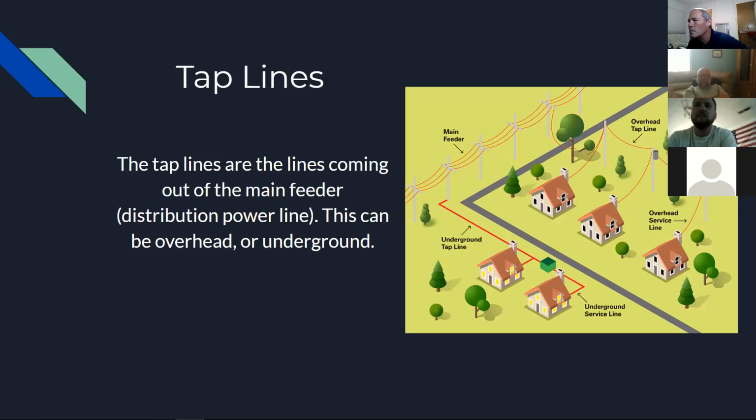Then you got your tap lines. Those are the lines coming out of the main feeder distribution power line. They can be overhead or underground. Yep, you got overhead. When you say overhead and underground, he's got an underground line coming off of here that's tapping off. And then you guys must have found the same kind of website here. The tree fell in the line over here. So yeah, the overhead tap line, yeah.